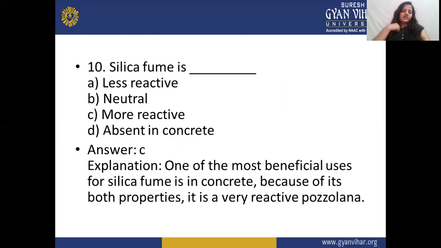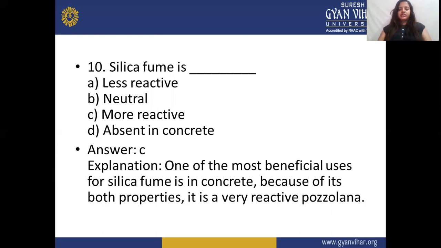So let us understand what silica fume is. The options are: less reactive, neutral, more reactive, absent in concrete. So the answer is C, which is more reactive. The explanation is that one of the most beneficial uses of silica fume in concrete is because it has both properties, and it is a very reactive pozzolana.